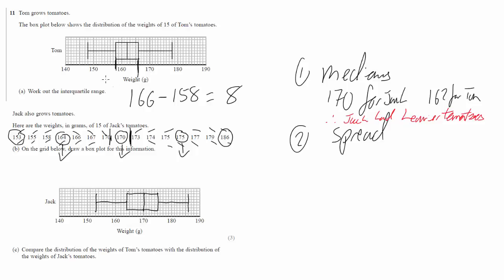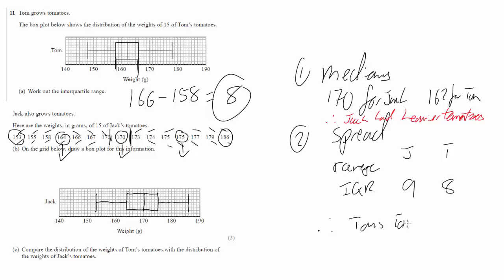And then the same again for the spreads. Now for the spread you could either use the range or you could use the interquartile range. And if you're going to do that, remember you've got to put it in context. I'm going to use the interquartile range because I've already got it for Tom's. So the interquartile range for Tom was 8, the interquartile range for Jack was 9, and therefore putting it in context, Tom's tomatoes were more consistent in weight.